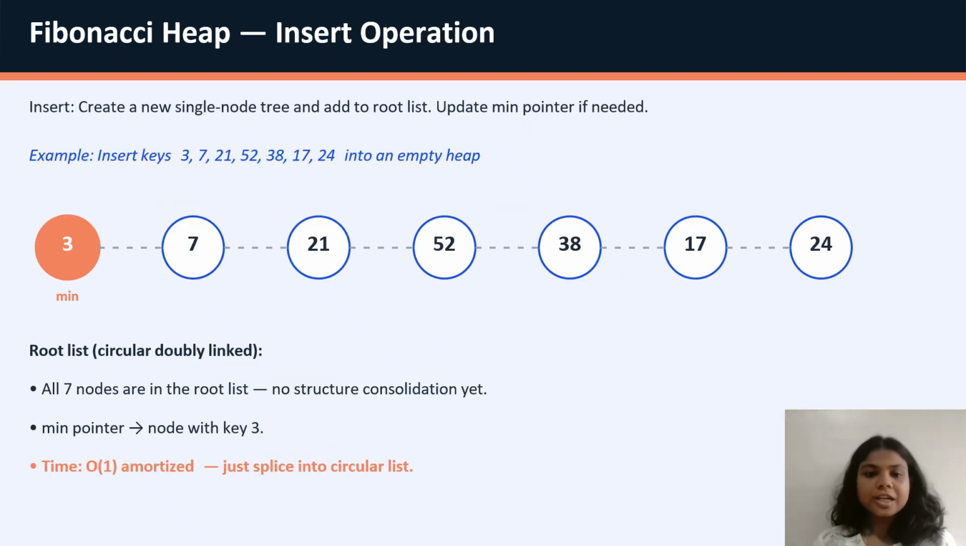Hello, I am Anushri and my topic is Fibonacci heap operations. A Fibonacci heap is an advanced priority queue data structure made of multiple heap ordered trees, and it is efficient because most operations work in constant amortized time.